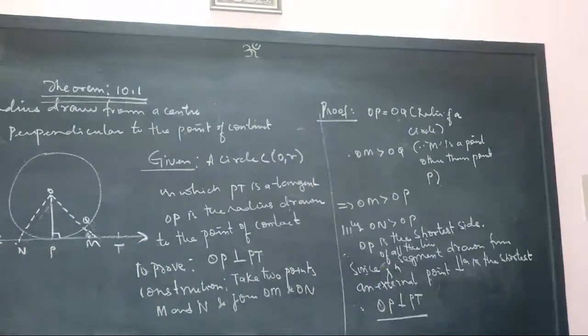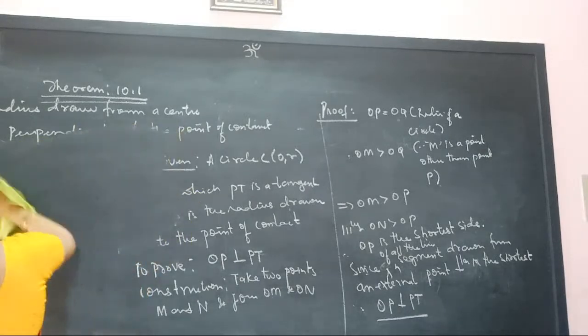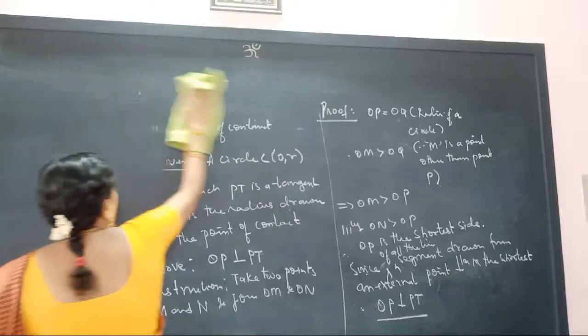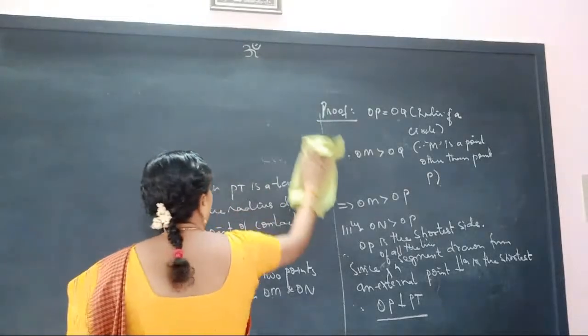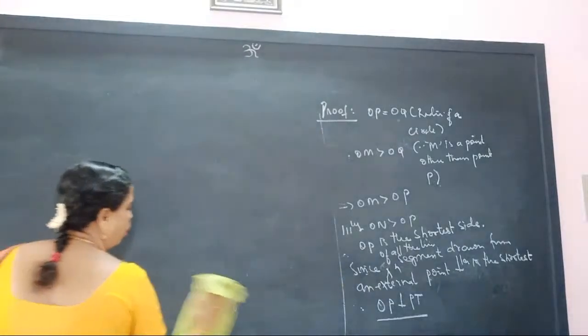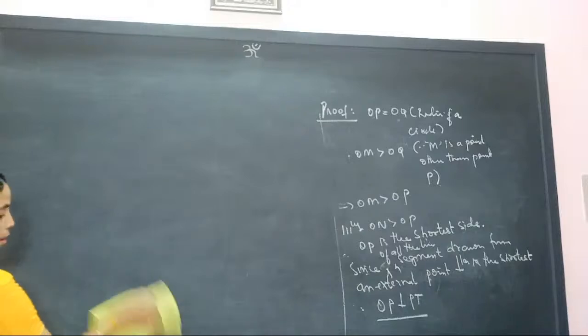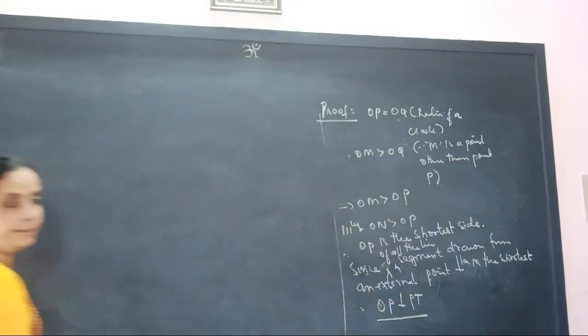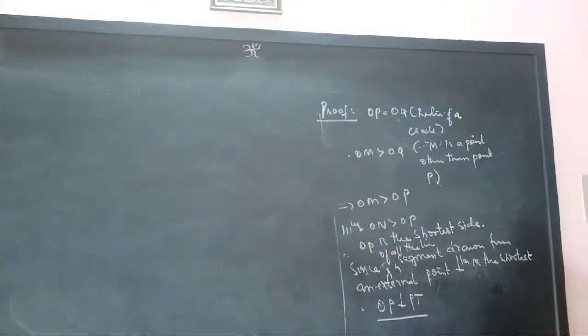Take the heading. Another important theorem. Most of the problems will be under this property: tangents drawn from an external point to a circle are equal in length. Tangents drawn from an external point to a circle are equal in length. I'll check the statement once again.